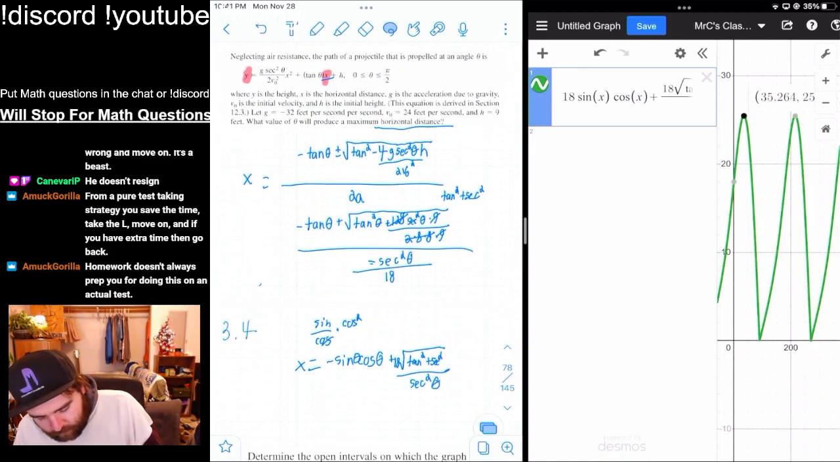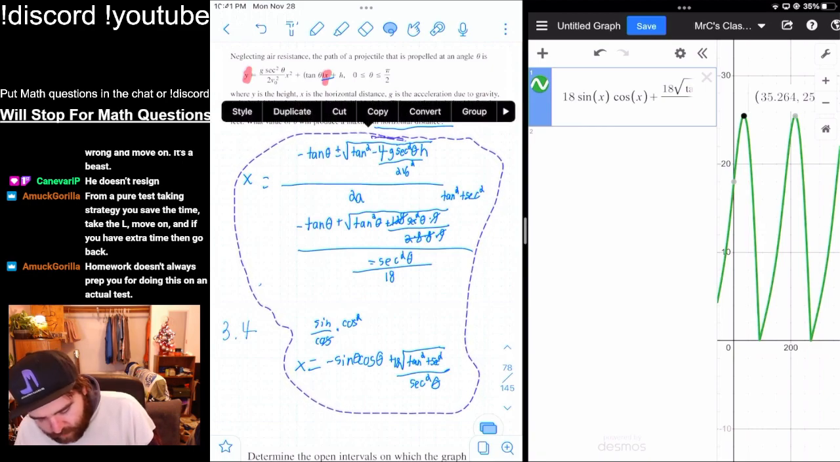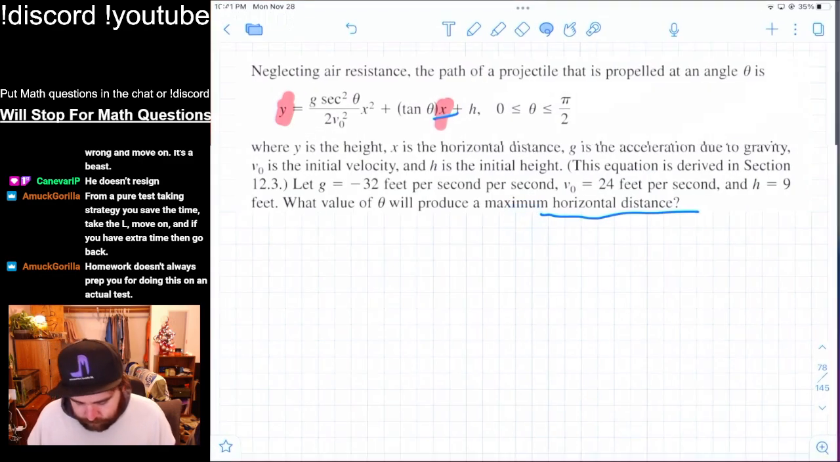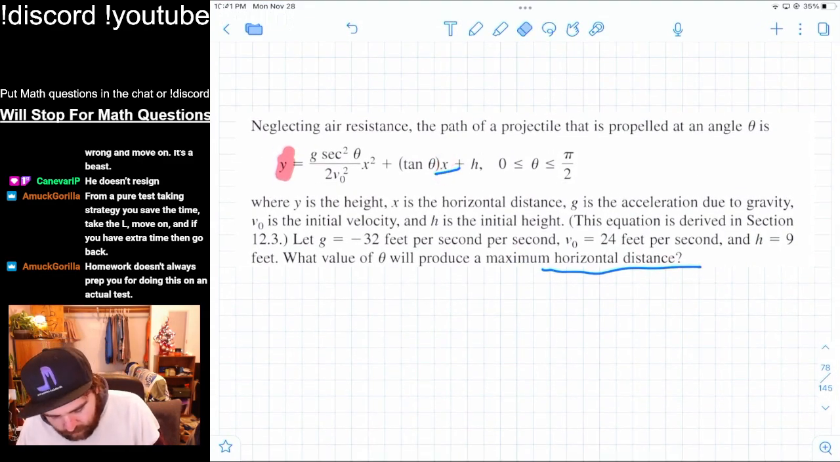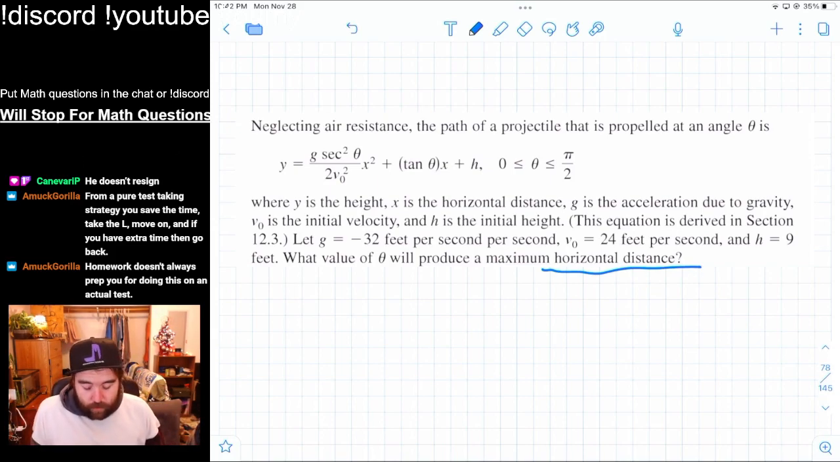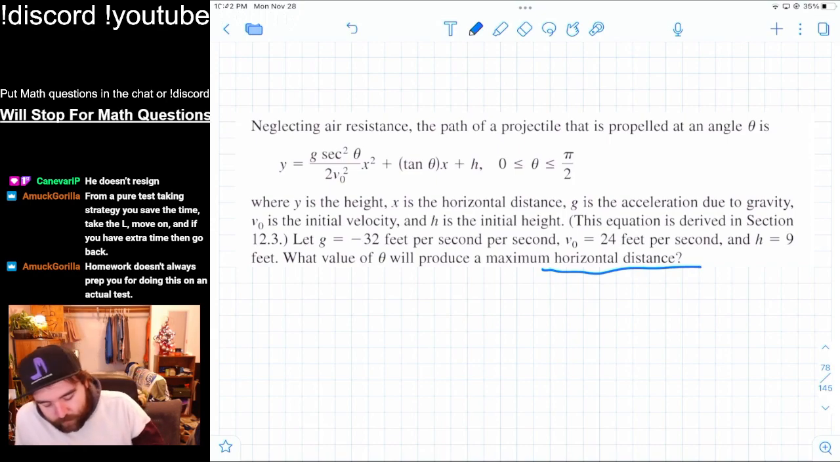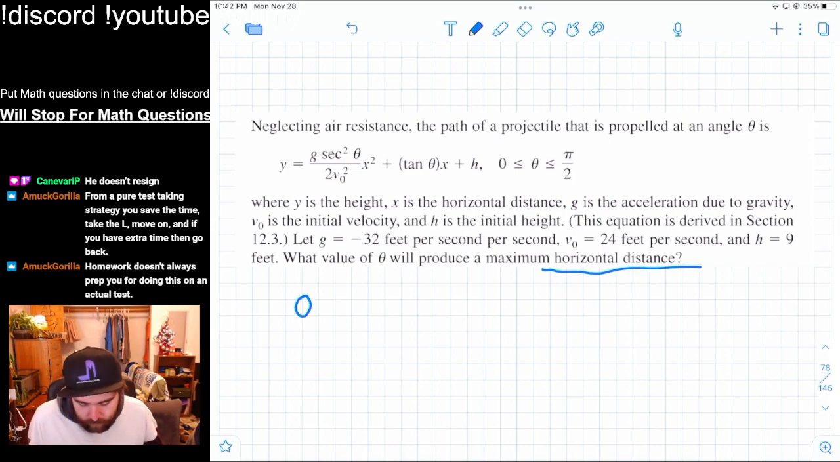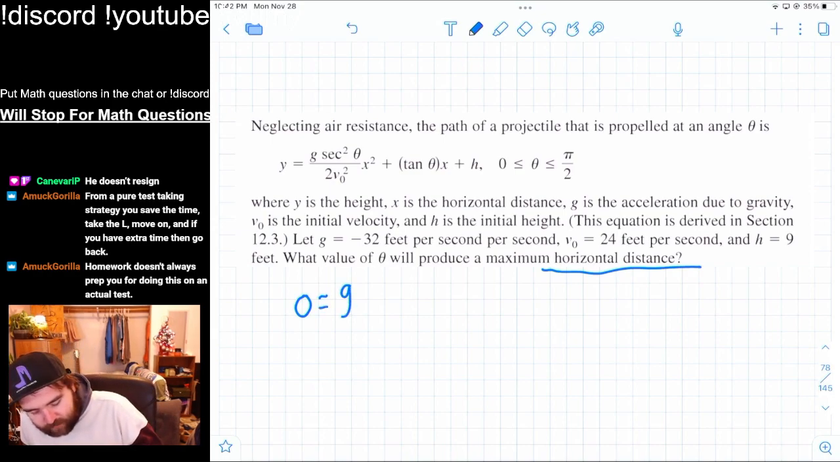Let me give a full explanation of this from the top. So what are we trying to do here? They give us this equation, and we want to maximize the horizontal distance. We want to maximize the distance it's going to travel. So the first thing we want to do is write an equation for the distance it's going to travel. It's going to hit the ground at y equals 0. So if we make y equal to 0, that'll show us the horizontal distance that it's traveled. So that gives us this equation.